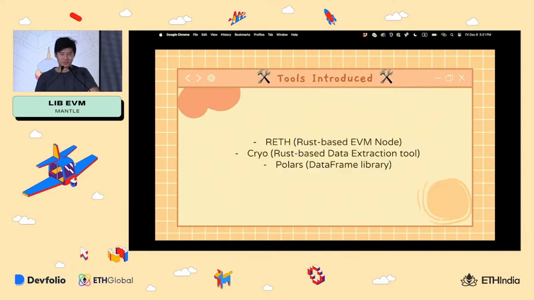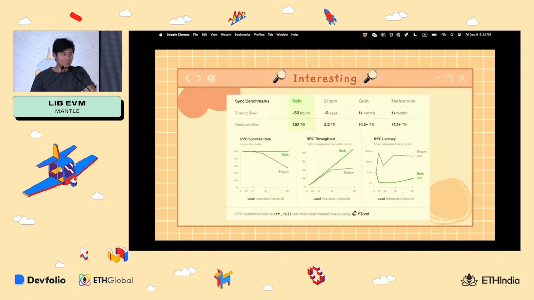So, tools introduced. We've got Reth, a Rust-based EVM node. We've got Cryo, another tool from Paradigm, which is a Rust-based data extraction tool. And we've got Polars, which isn't actually a tool, but a data frame library which implements the Apache Arrow standard, and we'll get a little more into that later. To extract data, we first need a node, because that's where our data comes from.